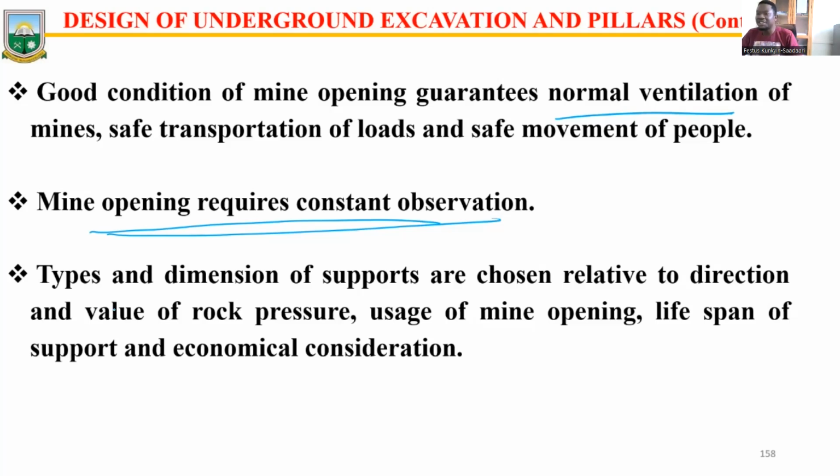Then the types and dimensions of support are chosen relative to the dimension, value of the rock, pressure, the usage of the mine opening, lifespan of the support, and economic consideration. So these are the key things we consider if we want to select a particular support system. The types and dimensions of the material. For example, if it is bolting you want to do, you don't bring in a bolt that is too huge to bring about a discontinuity bigger than the discontinuity you want to avoid.